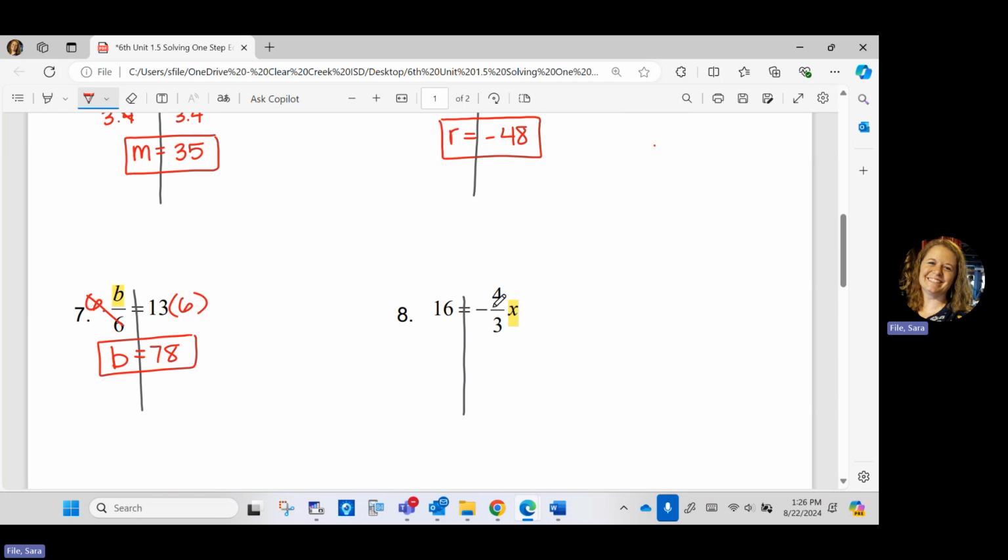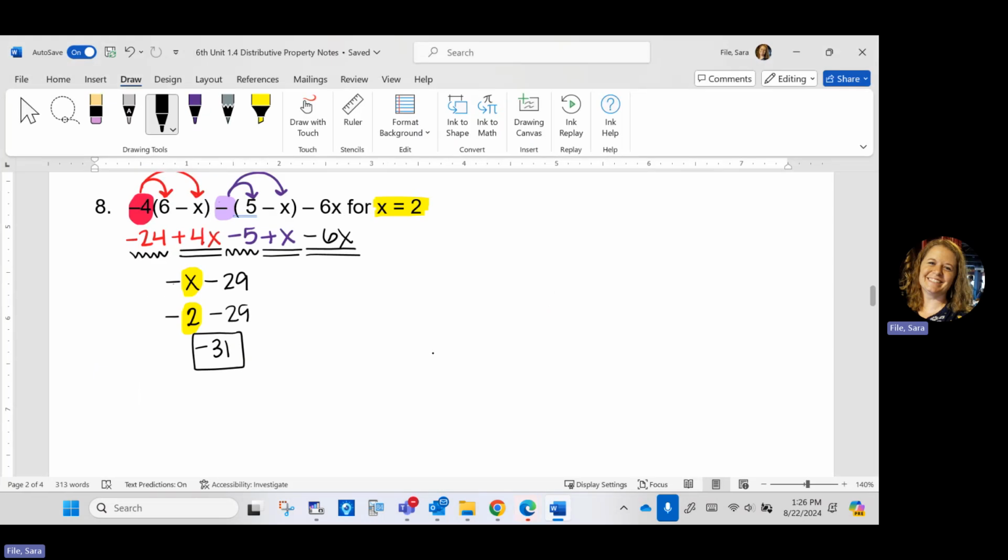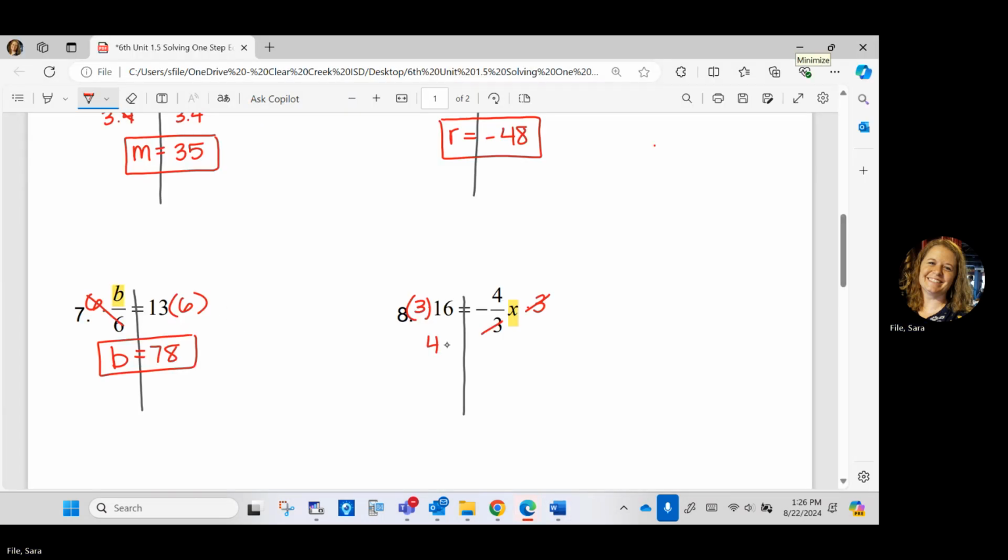So what I would do is I would get rid of the denominator first. So right now we're dividing by 3. What's the opposite of divide? Multiply. So I'm going to multiply by 3 to get rid of the denominator. And I'm going to do 3 times 16 in my 4-function calculator. And that's 48. And I'm left with the -4x.